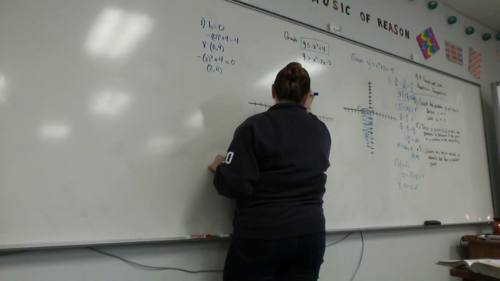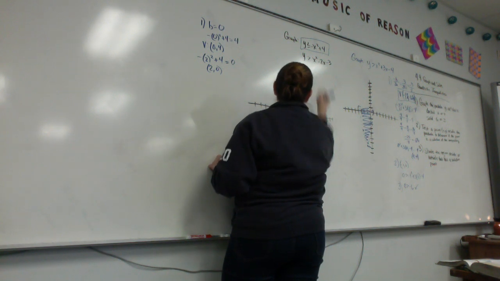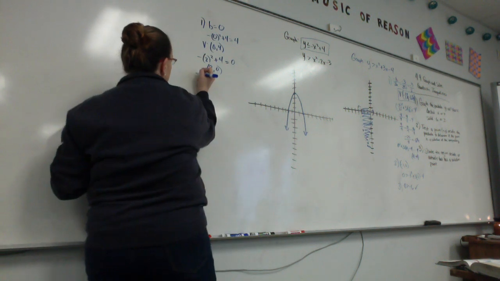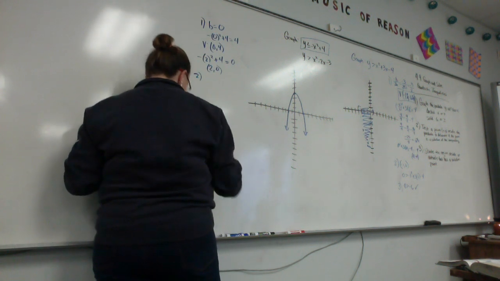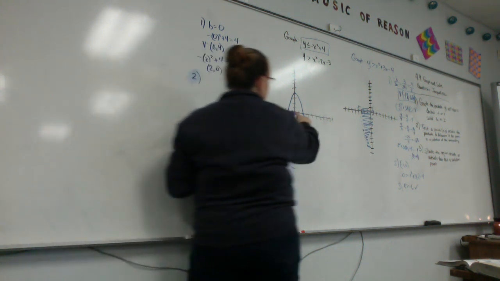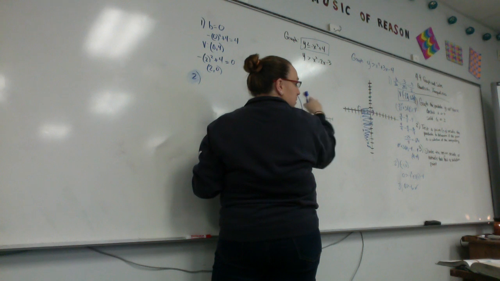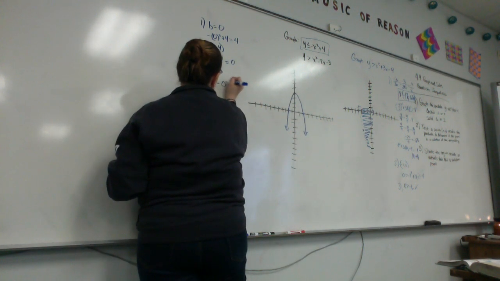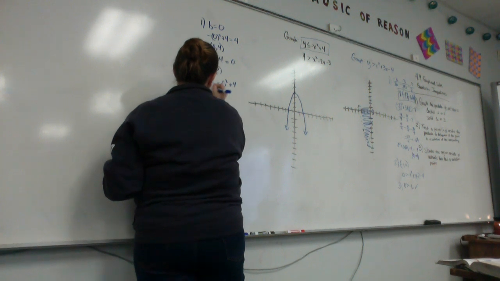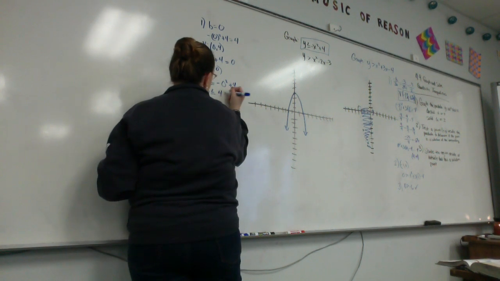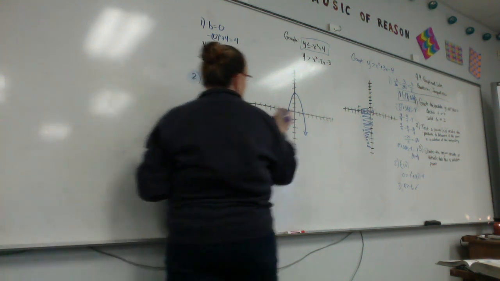Should my graph be facing down? Yes. Yeah, because there's a negative in front of it, so that makes sense. Now, what's step 2 that I have to do? Test a point inside. Okay, I'm going to test 0, 0 because it's inside. 0, 0 is easy. So I'm going to say 0 is less than or equal to negative 0 squared plus 4. Is 0 less than or equal to 4? Yes. So where do I shade? Inside.